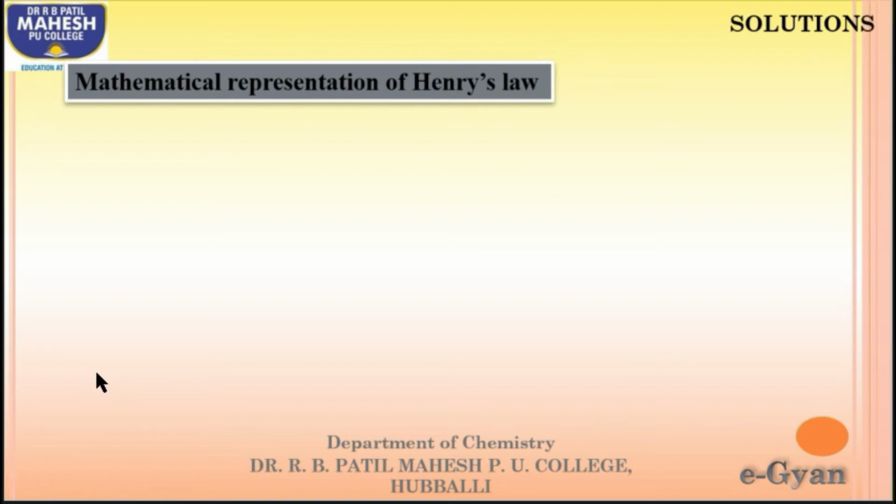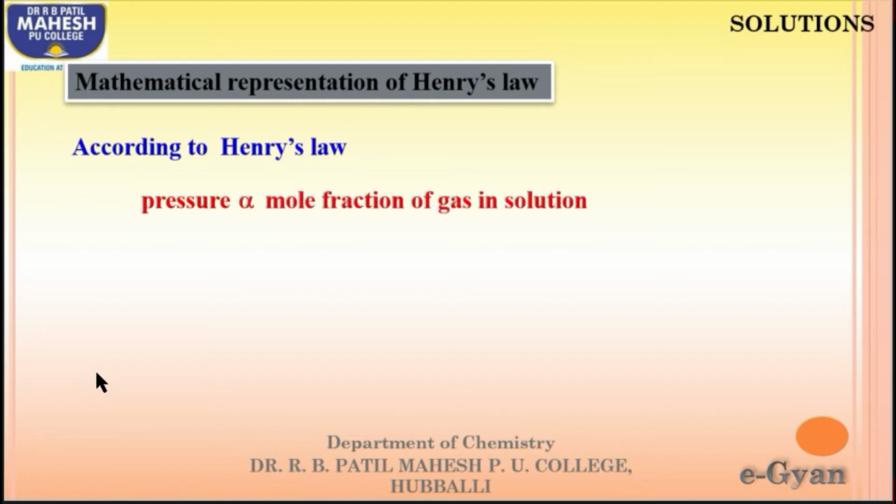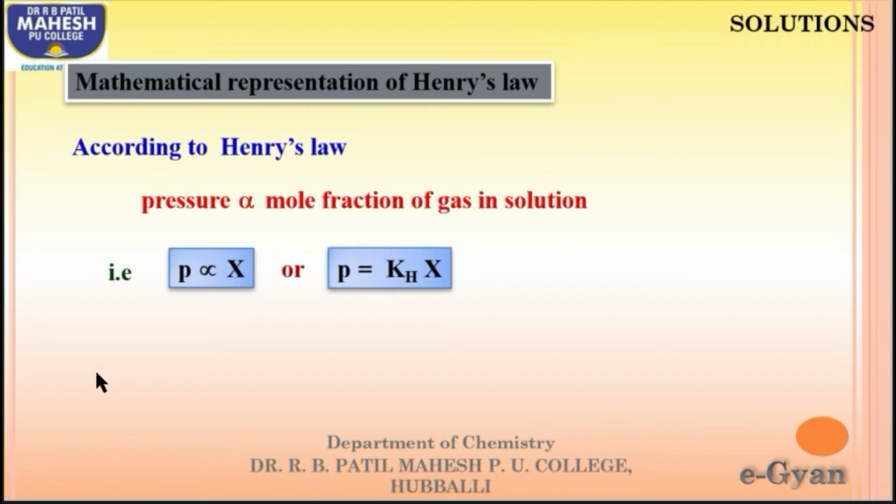Mathematically, Henry's law is represented like this. According to Henry's law, pressure is denoted by P and the mole fraction is denoted by X. And what does the law say? Pressure is directly proportional to the mole fraction of a gas. That is, P is directly proportional to X. Or when I remove the proportionality constant, then P is equal to Kh into X, where Kh is called Henry's law constant.